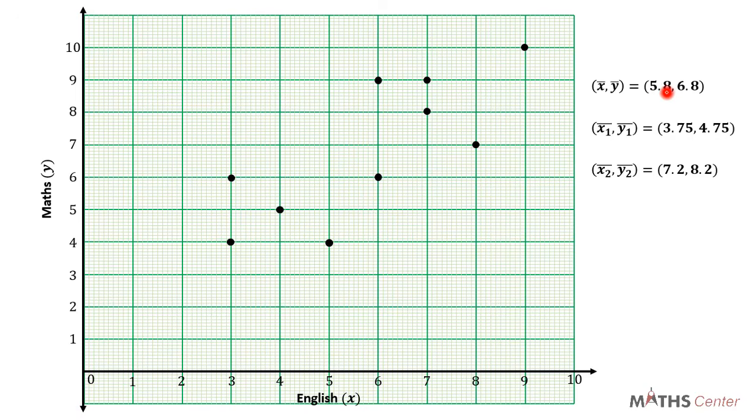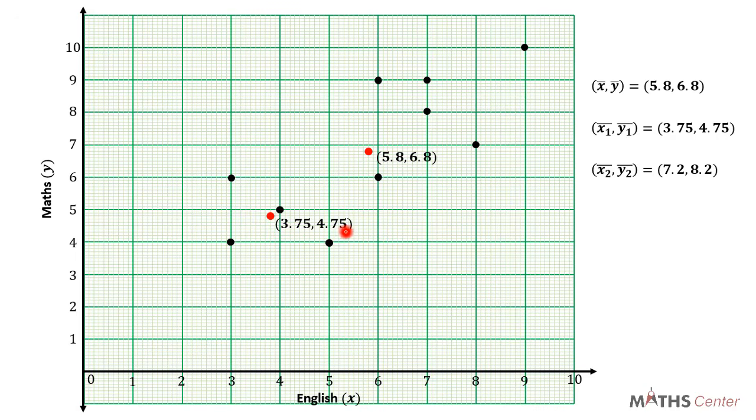The first one, 5.8, 6.8. So 5.8 on the x-axis, 6.8 on the y-axis. That will be here. 5.8, 6.8. The next one is 3.75, 4.75. So 3.75 on the x-axis, 4.75 on the y-axis. That will be here.